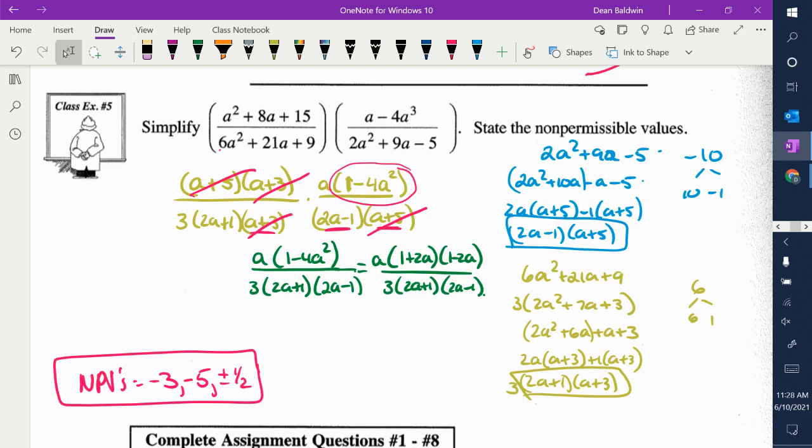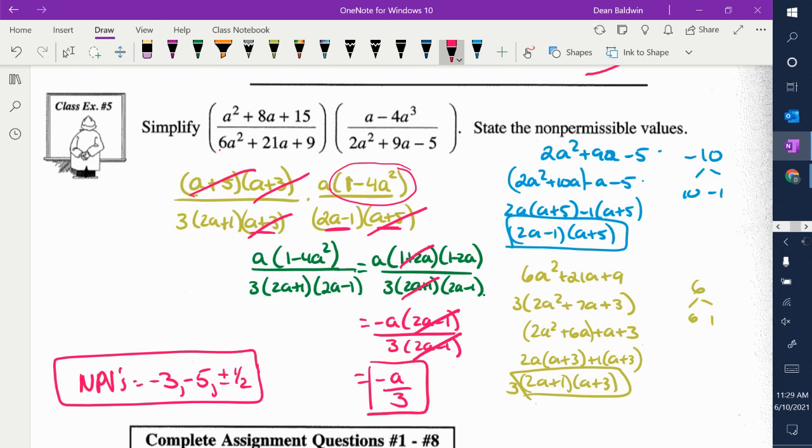So what cancels? 1 plus 2a and 2a plus 1 are the same thing, right? How do they cancel? Those aren't the same. But what do you notice? What do you do when they're very similar? Pull out a negative 1. So this one, I can pull out a negative, and it becomes 2a minus 1, not plus 1. 2a minus 1. And then they cancel. So your answer is negative a over 3. Or, if you want, negative 1/3 a.